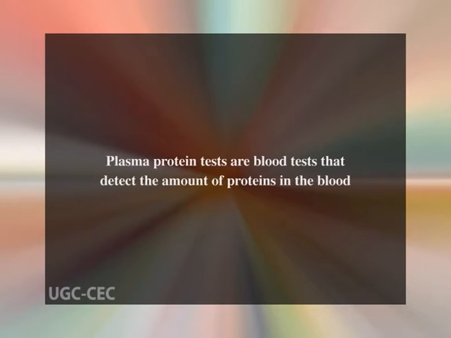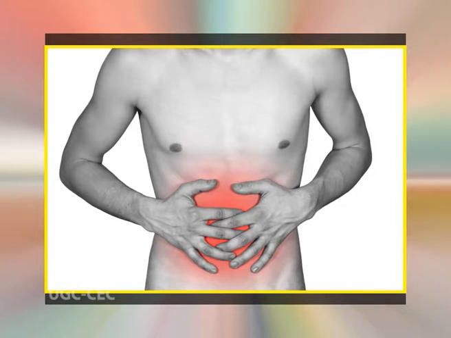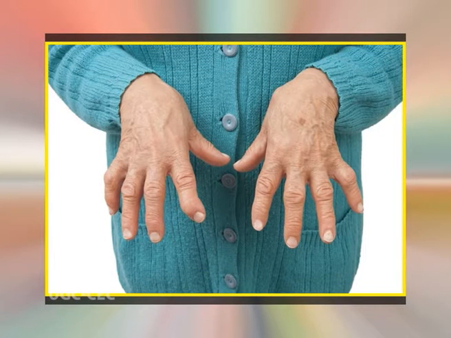Plasma protein tests. Plasma protein tests are blood tests that detect the amount of proteins in the blood. Such lab work is often ordered as part of a comprehensive metabolic panel during a physical exam. This screening tool can help a doctor to determine overall health. Also called total protein or albumin tests, they may also be ordered if a doctor suspects that you have certain underlying health conditions such as inflammation or certain autoimmune conditions, which include rheumatoid arthritis or celiac disease, etc.